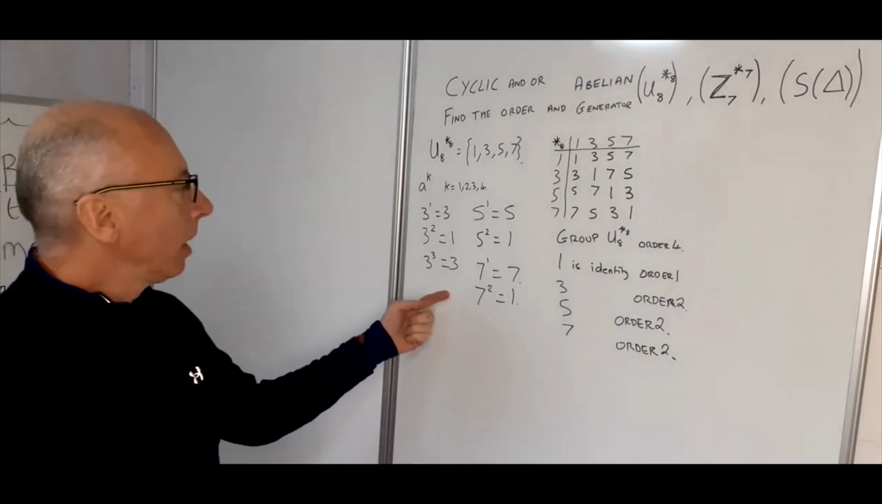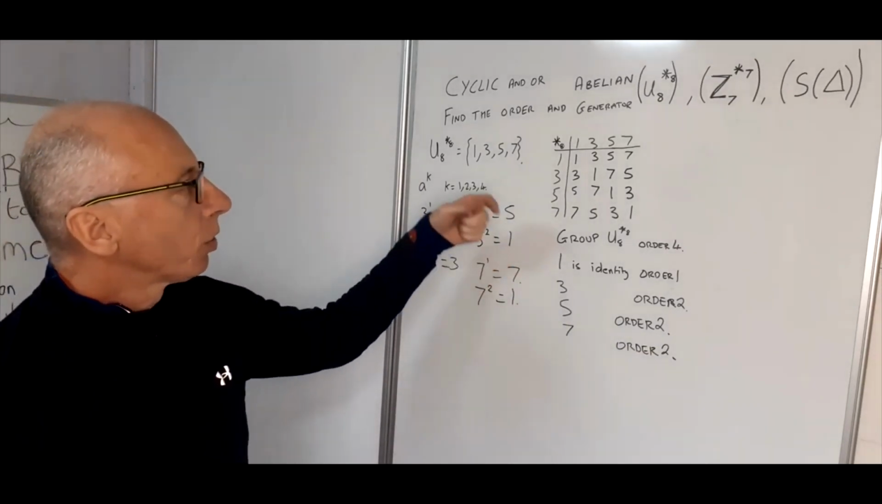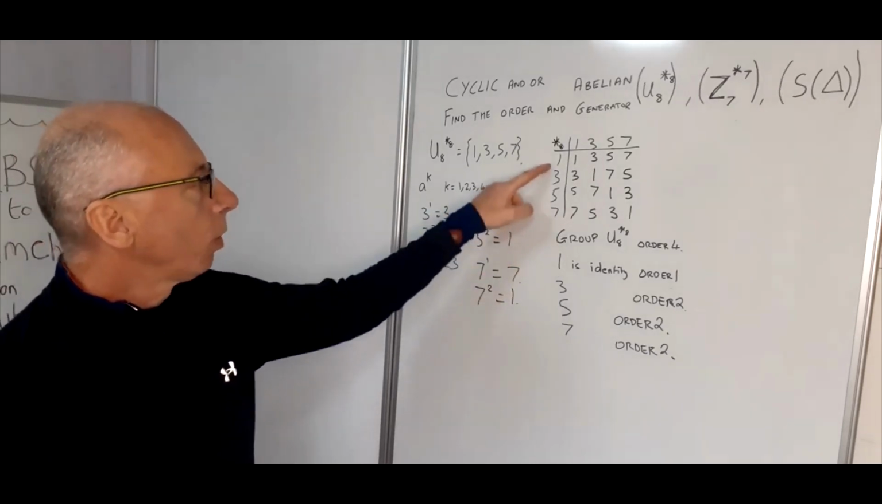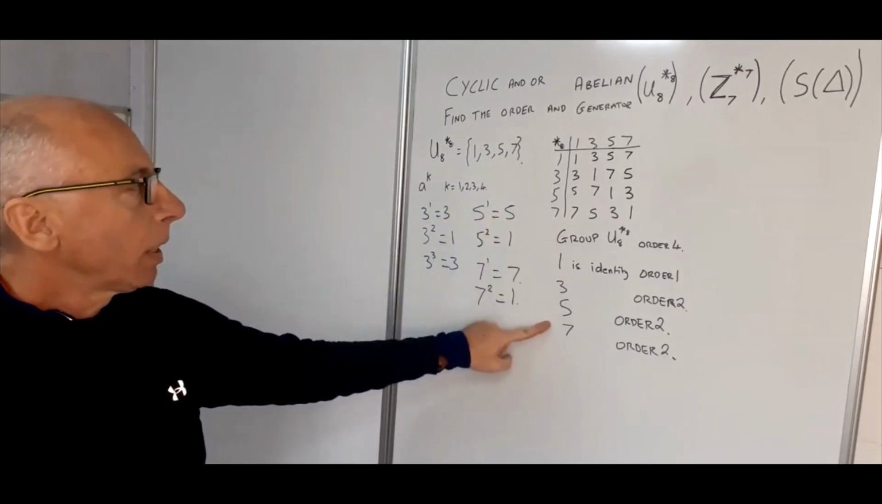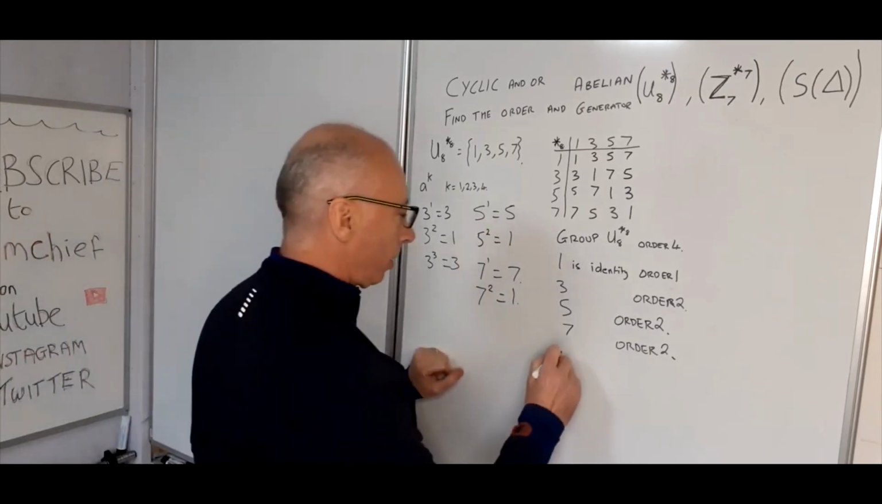Okay, so there's no element in this group which will generate all of the numbers 1, 3, 5 and 7. So basically what we can say is that this group is not cyclic.